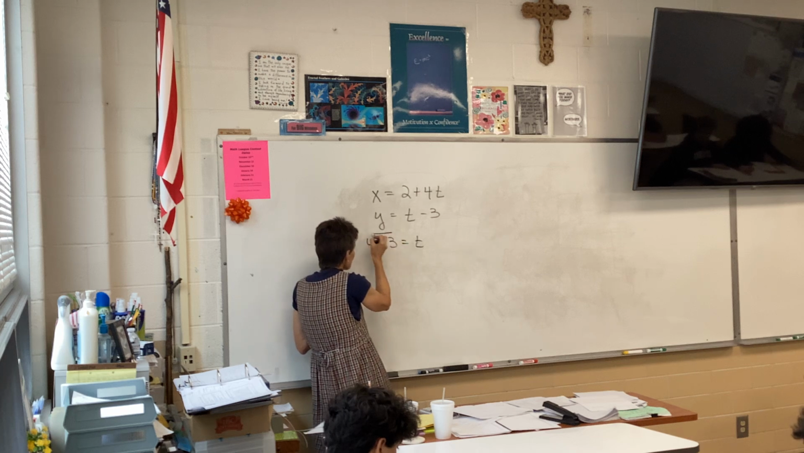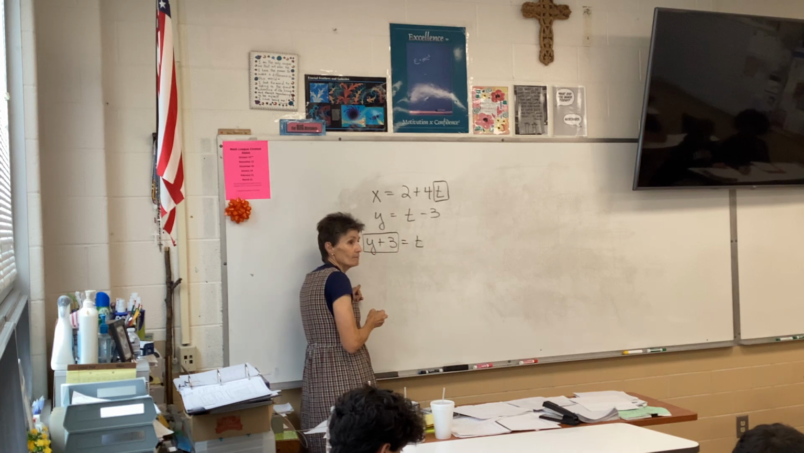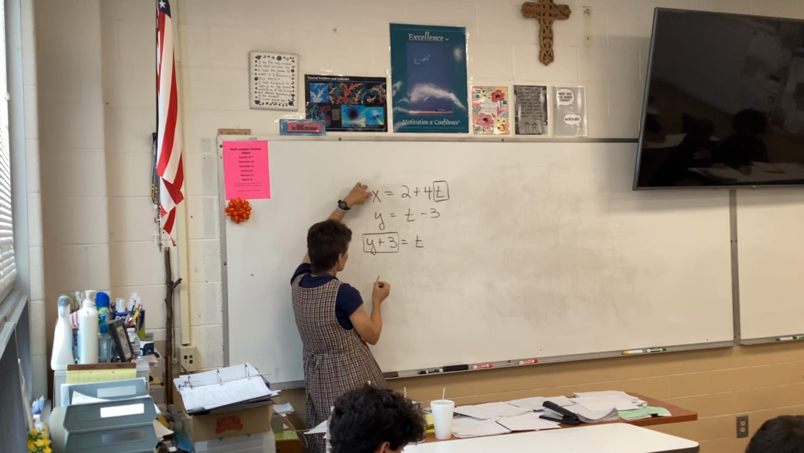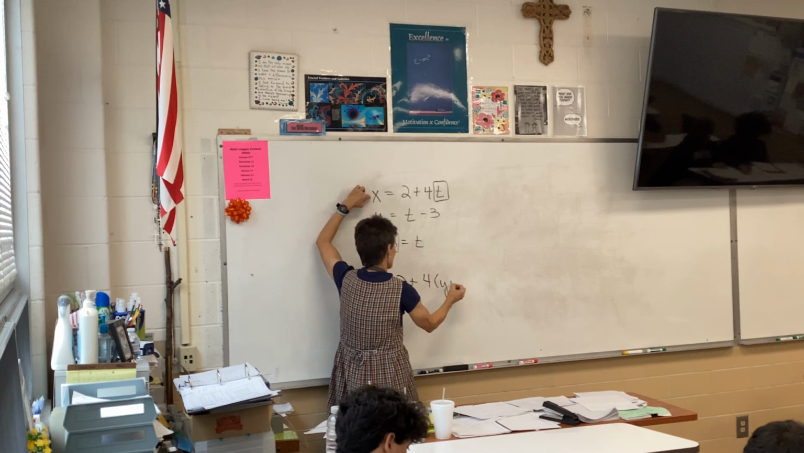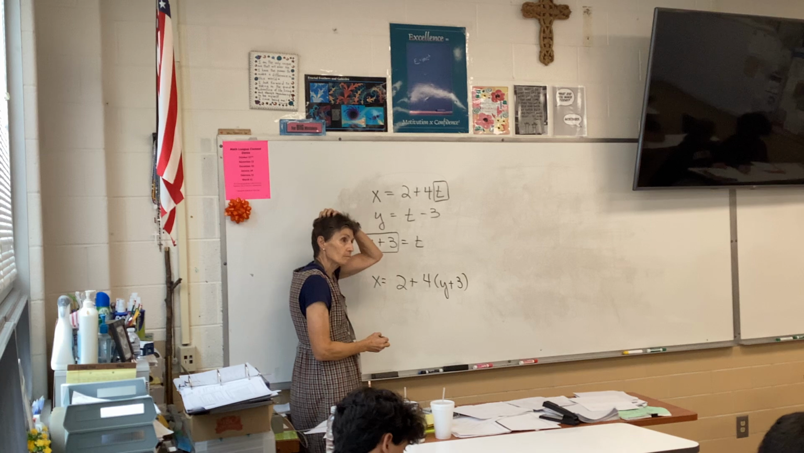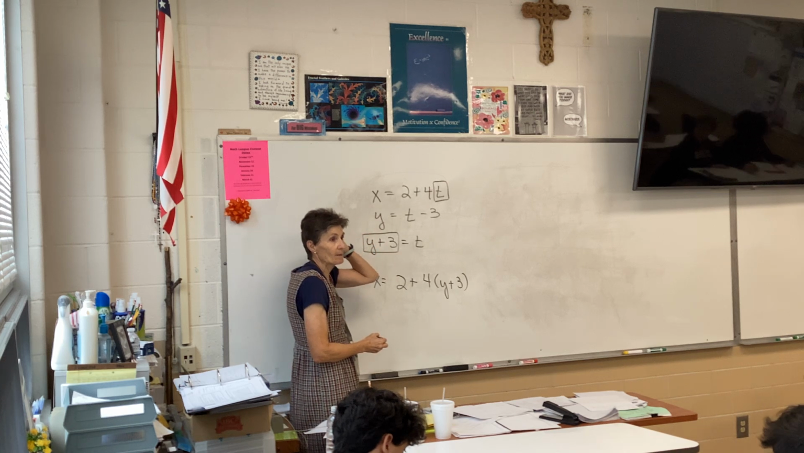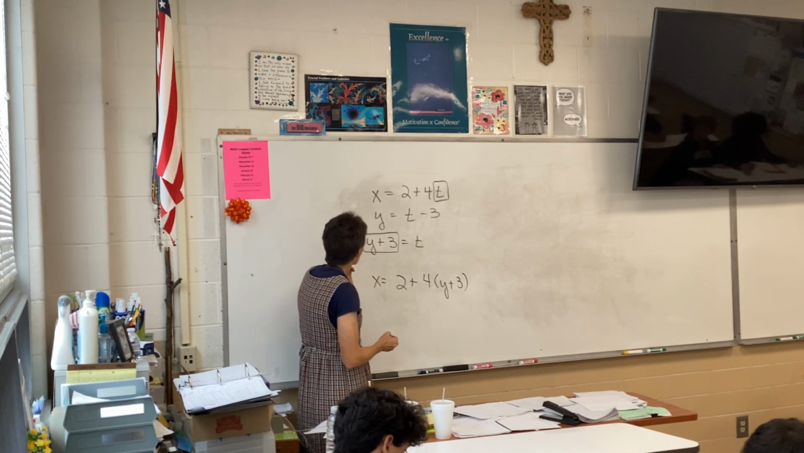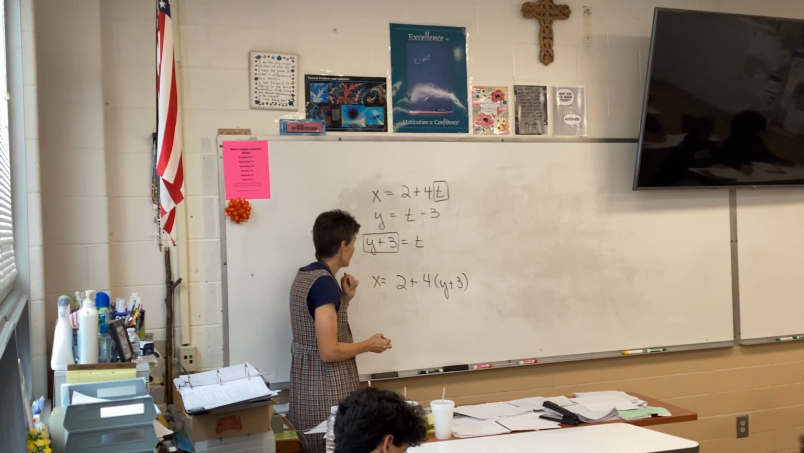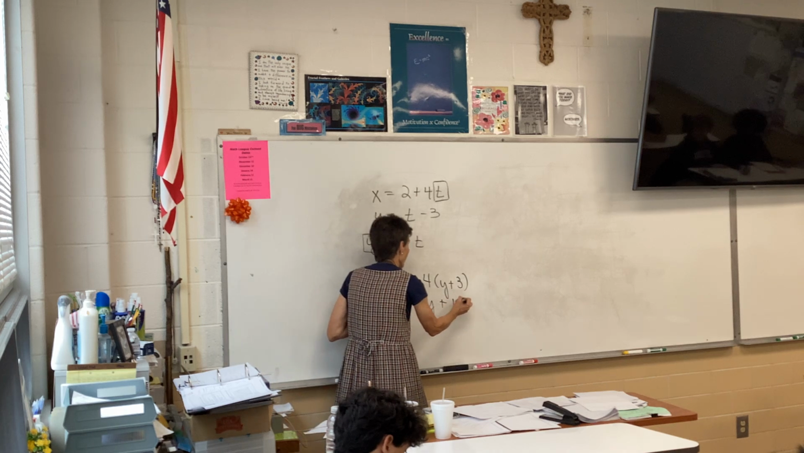Then I can take this and plug it in right here. Would you agree with that? So x equals 2 plus 4 times y plus 3. You see what we just did? Now, I'm not done yet, but you see what we just did? I thought I was done. Okay. So x equals 2 plus 4y plus 12.